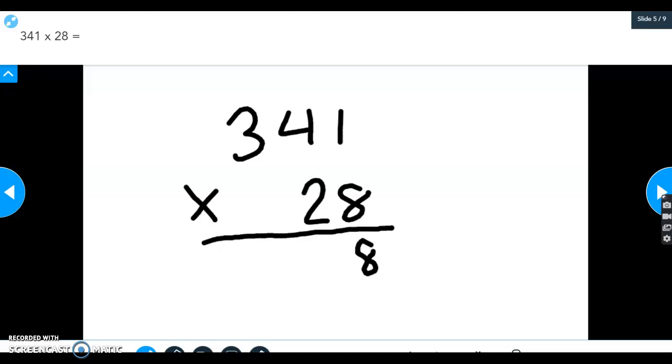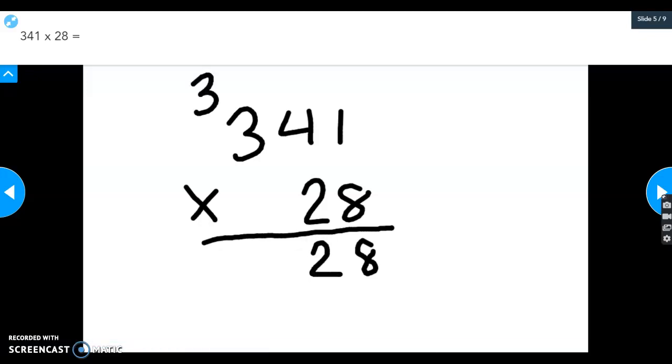But I can't just write my 32 at the bottom. Remember that magic word that we always say? We're going to regroup. So my 2 is going to go down there, and my 3 is going to get regrouped over the 3 in the hundreds place.